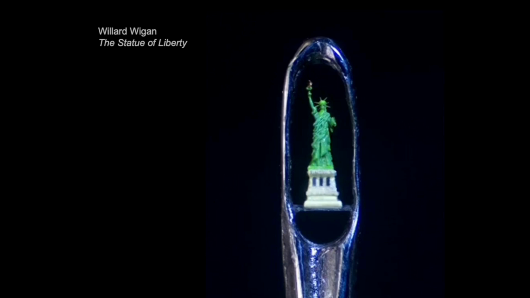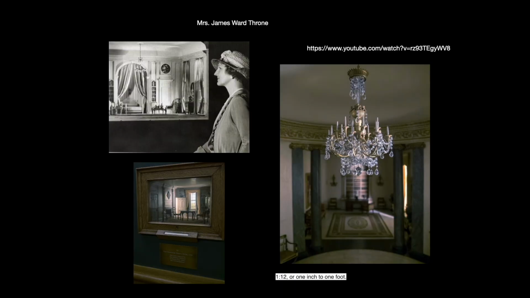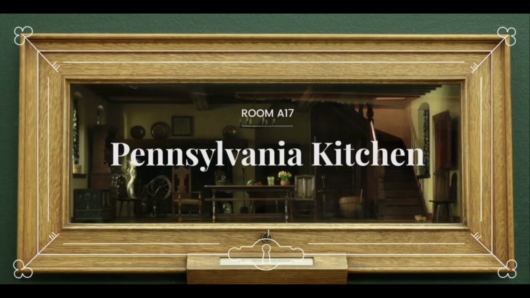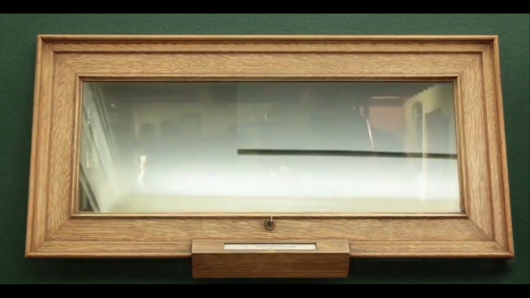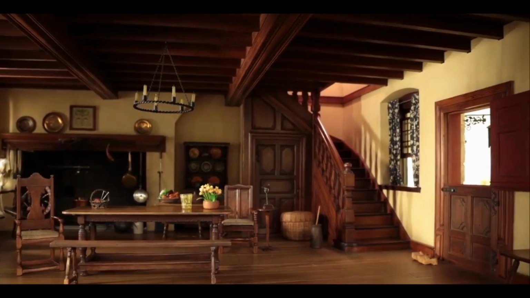Also small scale, Salvat Fidei, and these are on the edges of pencils. So they're sculpted out of the graphite on the end of pencils. This is Mrs. James Ward Thorne, who created these 1 to 12 scale replicas of rooms, so 1 inch equals 1 foot. They're Victorian rooms, all different kinds of rooms. If you go to the Art Institute of Chicago, there is a permanent collection of these in the basement that you can go see, all these different rooms she created on this teeny tiny scale.